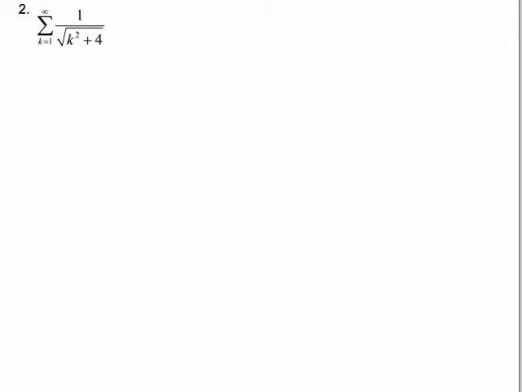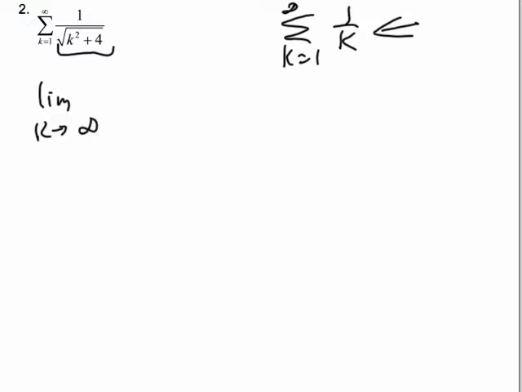Okay, another series, the terms approach 0 as k goes to infinity. So I want to find a series to compare this to. I'm thinking of, if I ignore the root and I just think of the root of k squared, which is k, I'm thinking to compare to this. I know that this one diverges. So what I'm going to do is I'm going to do the limit of this over the given. And if I can show I get a finite value, then I know these two behave the same way in terms of their convergence.